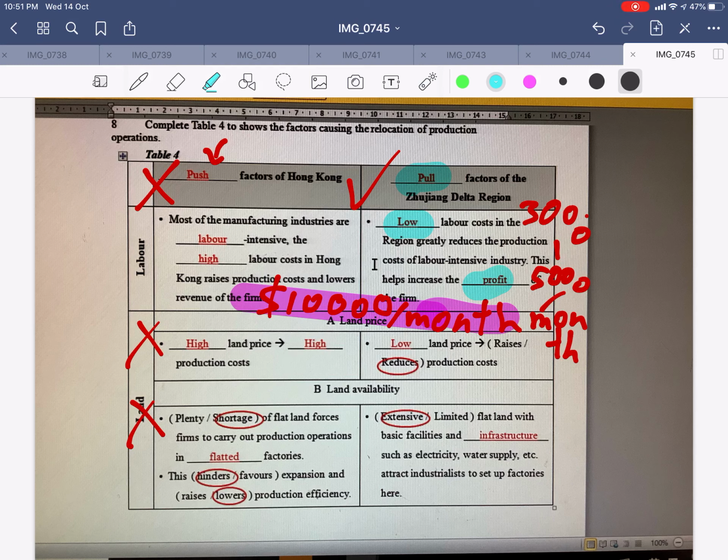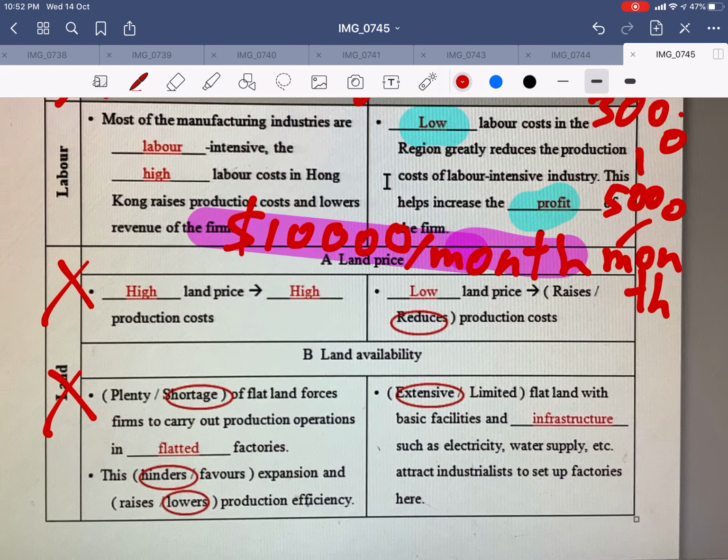Moreover, the Zhujiang Delta region is also giving a lot of pull factors, which attract you, not attack. Most of the students would love to mix these two up. I want attract, not attack. ATTRACT, not attack, always mixing up.